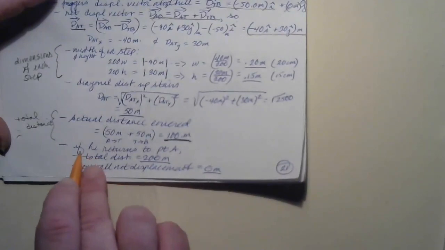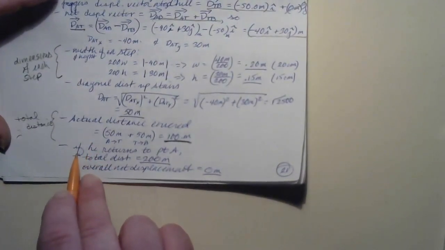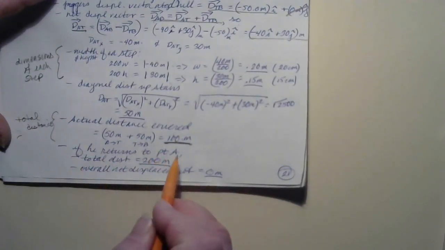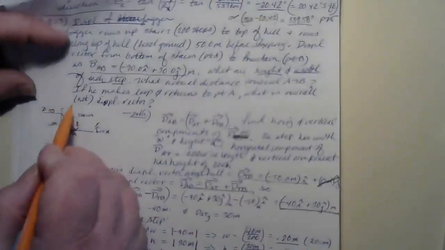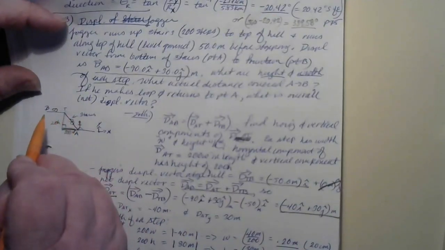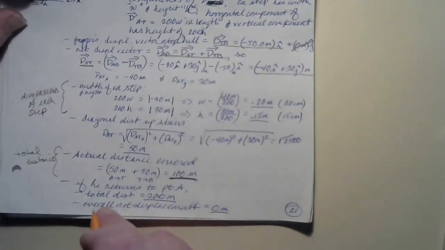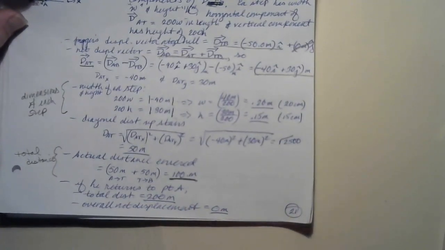And the final point is the one I made at the very beginning. Just remember, if you end up at the same point you started from, then your net displacement is going to be 0. So if it returns to point A, the total distance would be 200 meters. That is 50 plus 50 plus 50 plus 50. So that's the distance, but they weren't actually asking for distance, they were asking for displacement. Like I said, if you end up at the same point you started from, your displacement is 0.